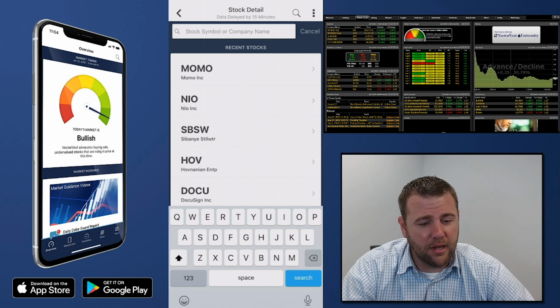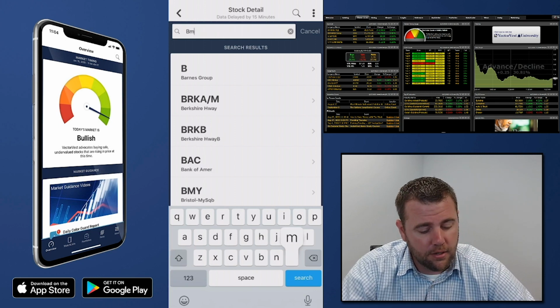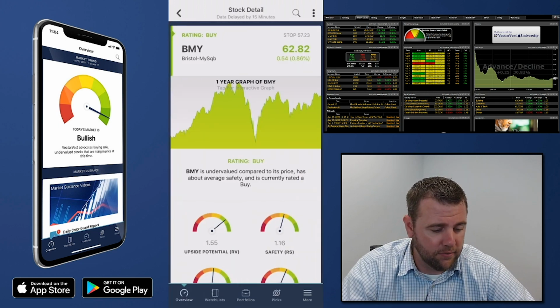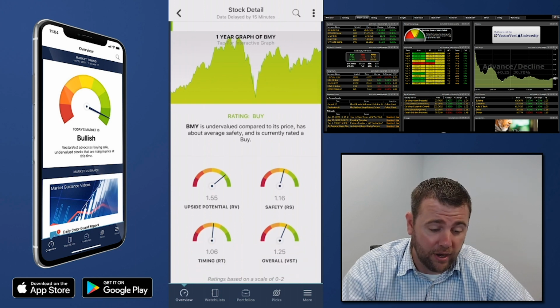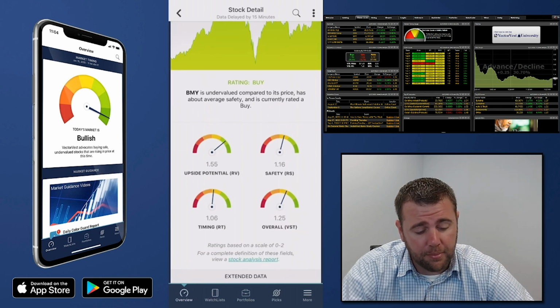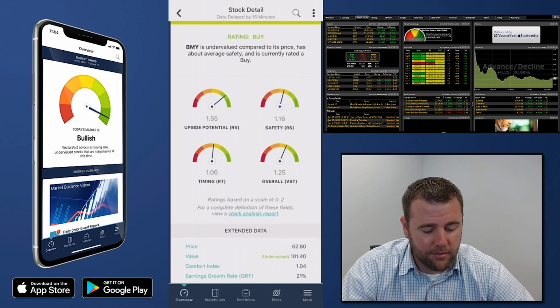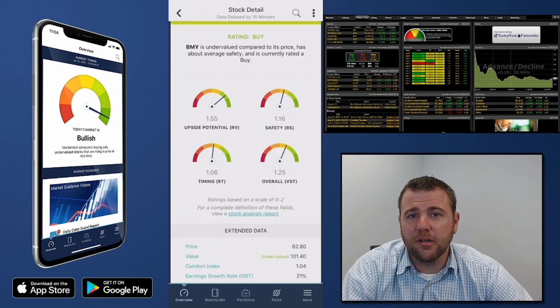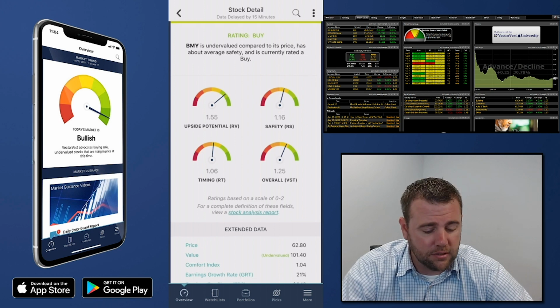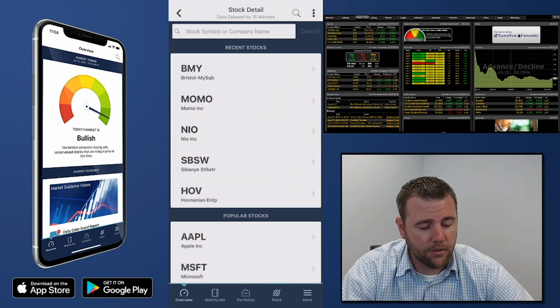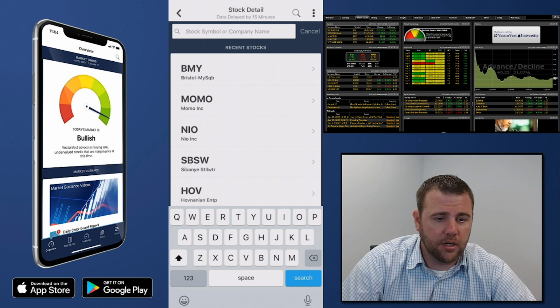All right, let's see. BMY, Bristol Myers. So great long-term potential. A little bit less risk associated with it. Uptrend is not great, but still an uptrend nonetheless. So overall, the stock's still favorable. Let's go see the next one.